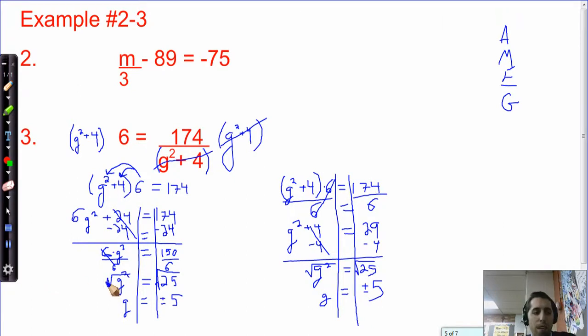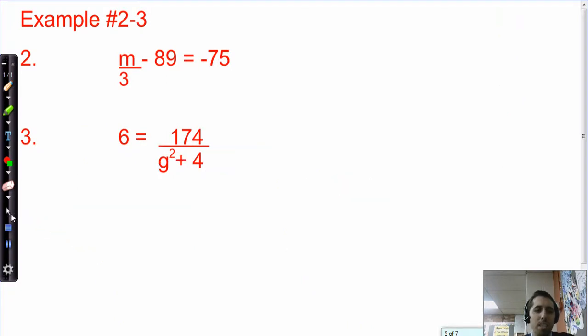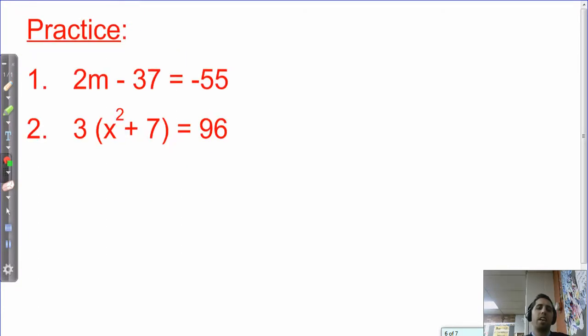I know this is taking a while, but that's it for the walkthroughs. I promise I left you some a little bit easier ones to do as your practice problems. So here they are. Practice number 1: 2m minus 37 equals negative 55. And number 2: 3 times the quantity of x squared plus 7 equals 96. I'll tell you right now, number 2 you can solve in 2 different ways. It is up to you. Just make sure you follow a Meg, and I'll see you later.